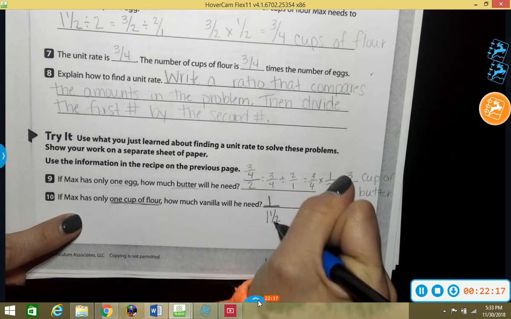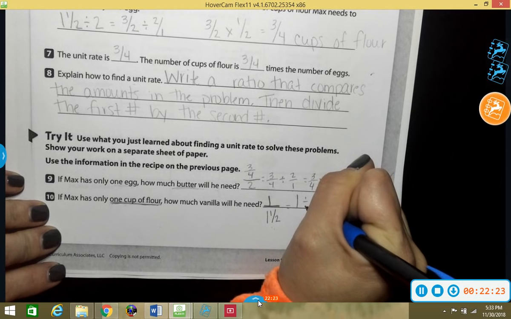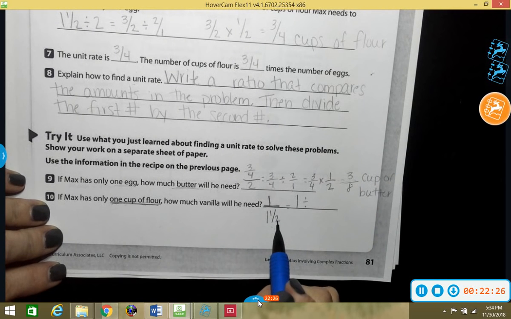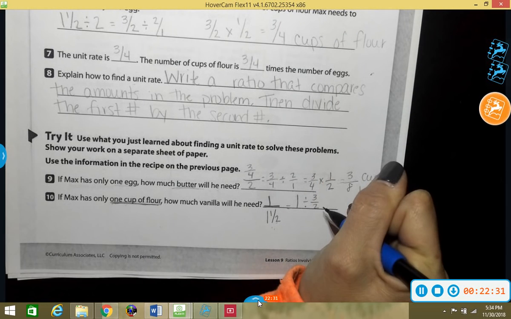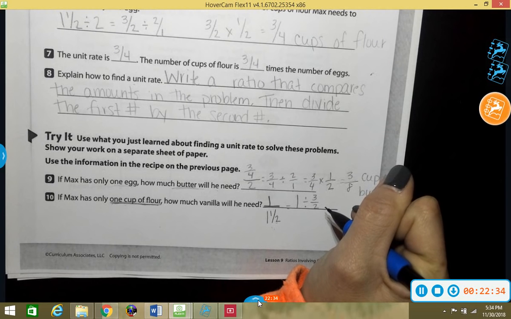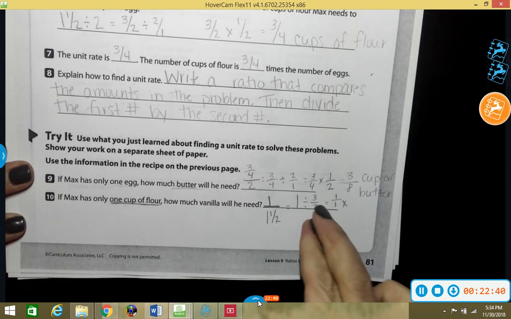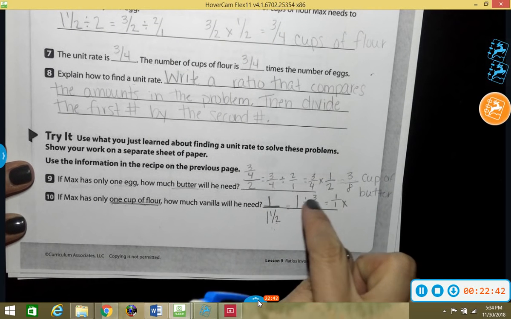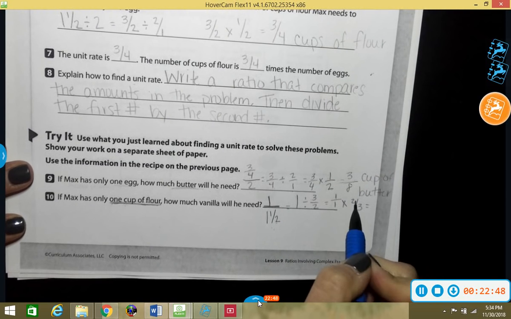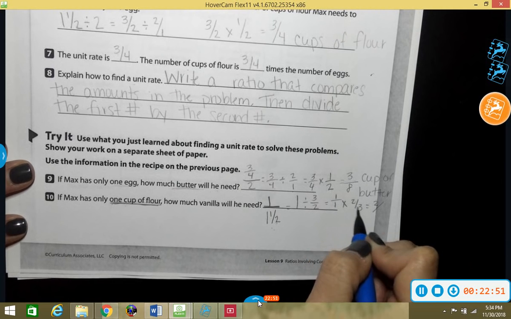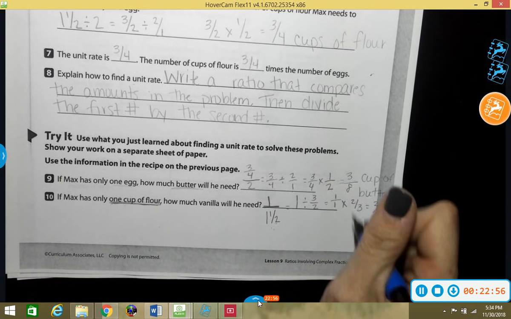Again, this is a complex fraction, which means we have to say 1 divided by, let's go ahead and make this into a mixed number. 2 times 1 is 2, plus 1 is 3 over 2. And then we can just go ahead and multiply it. We have to multiply by the reciprocal. So instead of dividing by 3 over 2, we're going to multiply by 2 over 3. 1 times 2 is 2. 1 times 3 is 3. So that means that it's 2/3 a teaspoon of vanilla.